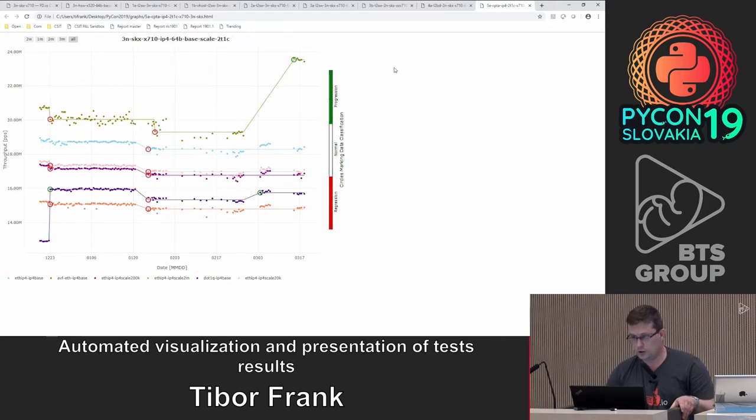Okay, so that's it. Questions? So the question that got most votes: how do you integrate Sphinx with Plotly and CI, I guess continuous integration?